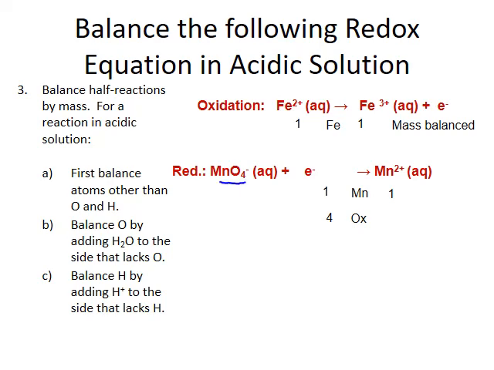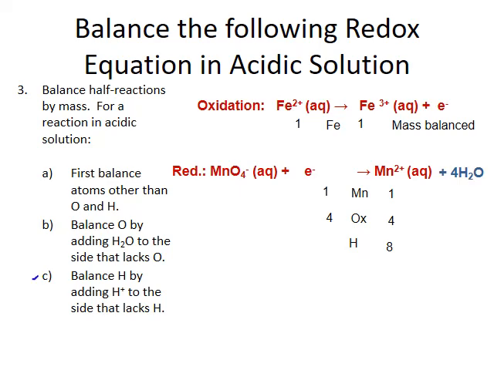So to balance our 4 oxygens, we're going to add water to the side that lacks oxygen. So this means I add water to the product side of this reduction half reaction, and I add 4 waters total so that I balance the 4 oxygen atoms on the reactant side. Of course, this also means, since I've added water, I have now introduced hydrogen into my equation. 8 hydrogen, to be exact.